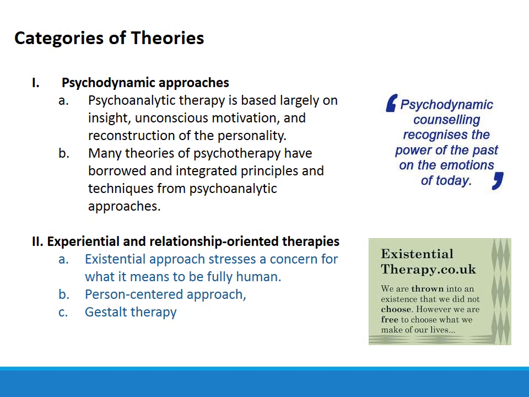So, the categories of theories. First, we have the psychodynamic approaches. Psychoanalytic theory is based largely on insight, unconscious motivation, and reconstruction of the personality. Many theories of psychotherapy have borrowed and integrated principles and approaches from psychoanalytic approaches. Second, experiential and relationship-oriented therapies. The existential approach stresses a concern for what it means to be fully human. We have the person-centered approach and Gestalt therapy.